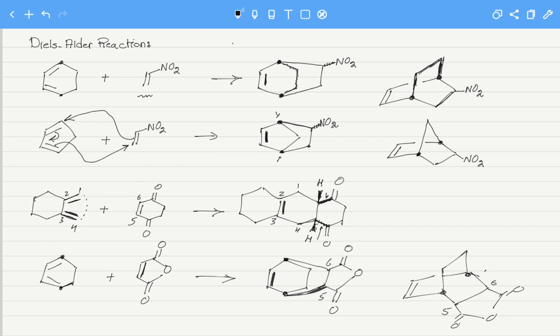So the most important thing is that you have to pay attention to the stereochemistry at these two carbons here and the stereochemistry at these two carbons here, in addition to paying attention whether your diene is already a cyclic diene or not, so that you know if you have to draw a bridged product or not.